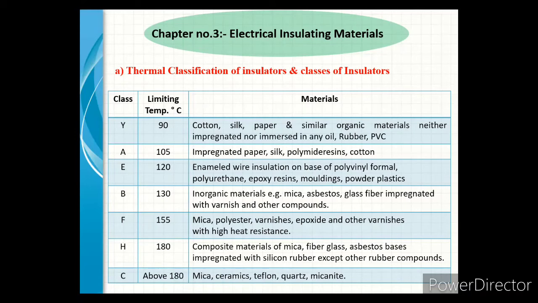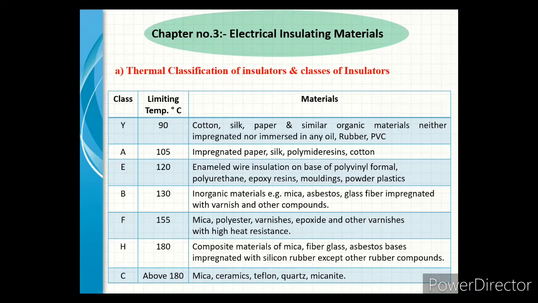We see first class. Our first class is Y class. The limiting temperature for Y class is 90 degrees Celsius. The material included in this class is cotton, silk, paper and similar organic material, neither impregnated nor immersed in any oil, rubber and PVC. Our next class is class A and its limiting temperature is 105 degrees Celsius. The material included in this class is impregnated paper, silk, cotton.